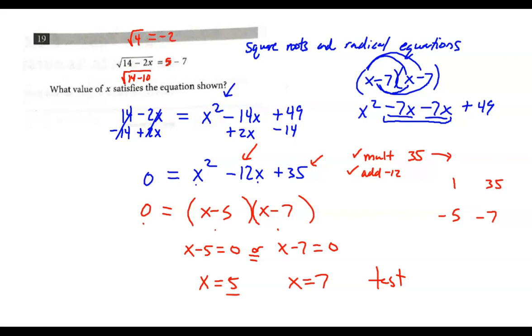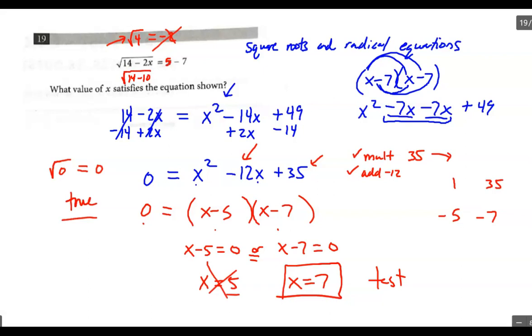Now, anytime in the SAT when they have you take the square root of a number, they assume it's the positive answer. So this is not going to work. 7 is going to be the one that works for us. If we plug that in, we're going to get the square root of 0 on one side, and we're going to get 0 on the other. And this is true. So x equals 7 is going to be your final answer.